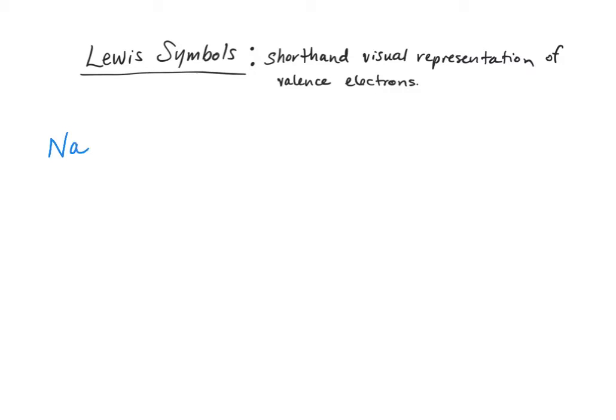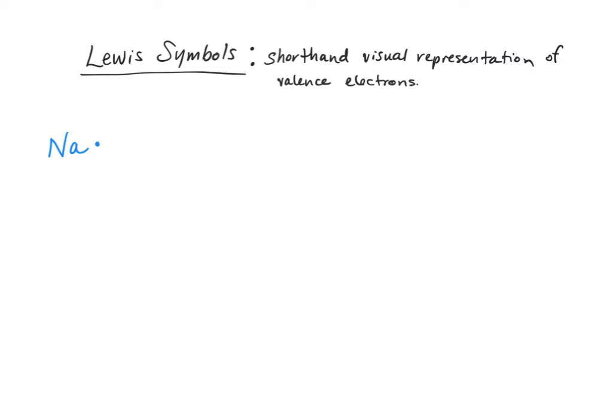Sodium, Na, is in group 1A, therefore it has one valence electron. We're going to depict this one valence electron as a dot on one side of the element symbol for sodium. It doesn't matter which side we choose, it's arbitrary. So maybe I'll place a dot right there. That Lewis symbol for sodium indicates that it's got one valence electron.